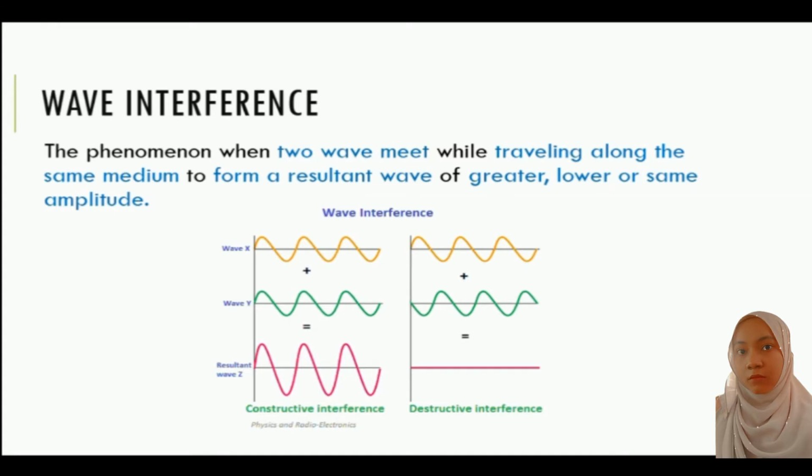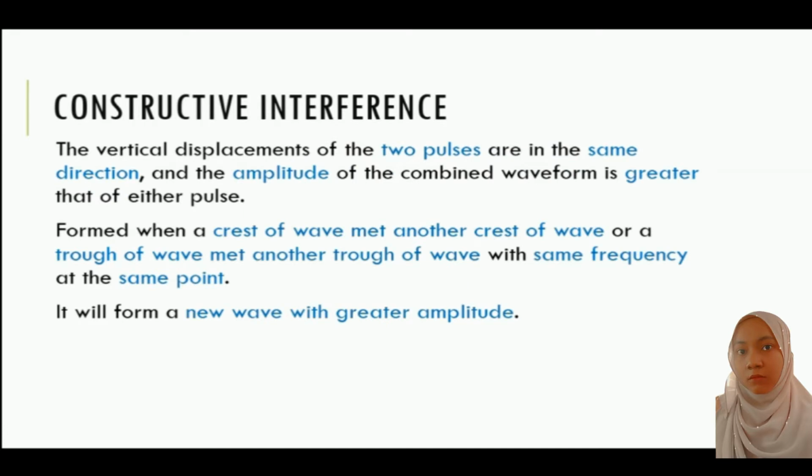Okay, next ialah wave interference. Wave interference is the phenomenon when two waves meet while travelling along the same medium to form a resultant wave of greater, lower or same amplitude. Okay, so dekat sini kita ada dua jenis interference. Yang pertama ialah constructive interference dan destructive interference. Constructive interference: the vertical displacements of the two pulses are in the same direction and the amplitude of the combined waveform is greater than that of either pulse. Constructive interference forms when a crest of a wave meets another crest, or a trough meets another trough, with the same frequency at the same point. So it will form a new wave with greater amplitude.